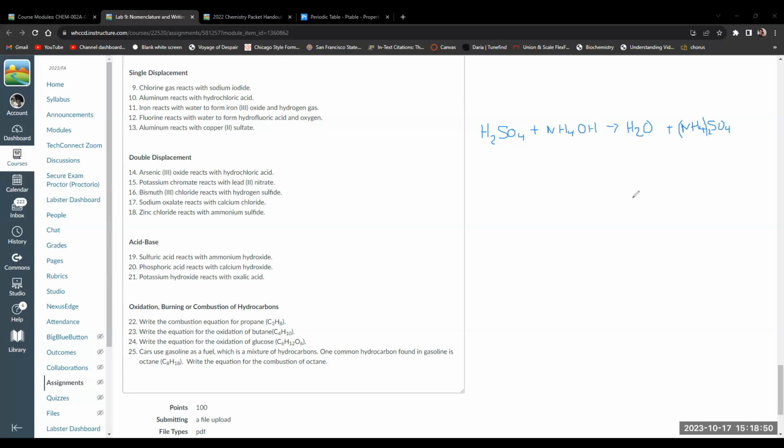But let's balance this now. We're working with a lot of polyatomics here. So we know we have hydrogens. We have oxygens. We have nitrogens and sulfurs.